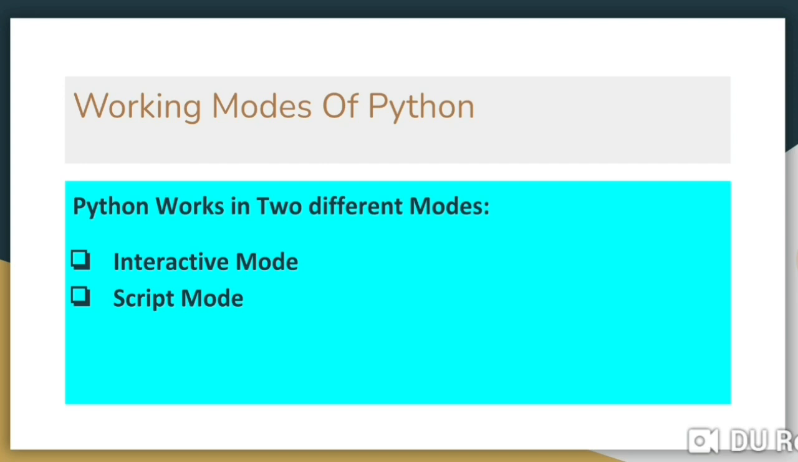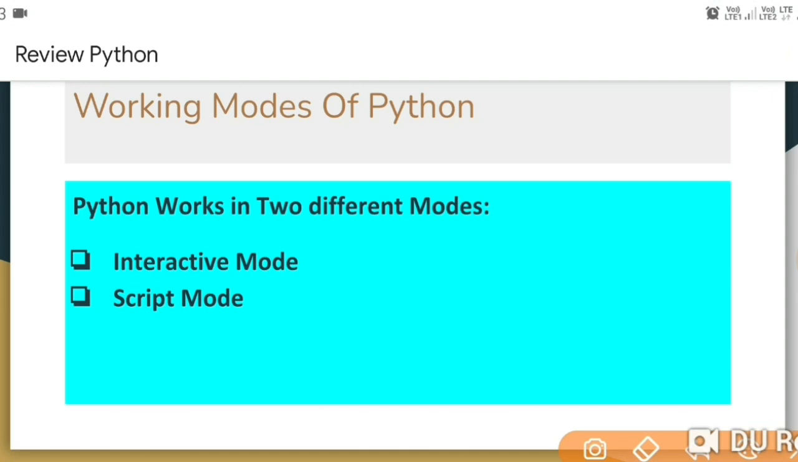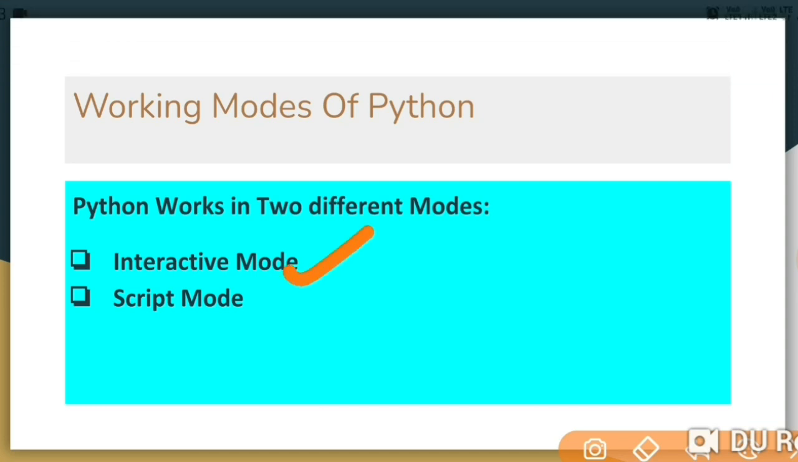Now you have to understand how many modes there are of the Python program, how many ways you can write the program in Python IDLE. There are two methods in which you can write your program in Python, that is interactive mode and script mode. In interactive mode you can write the program and it is executed line by line. If you work in IDLE, you are just using the interactive mode.